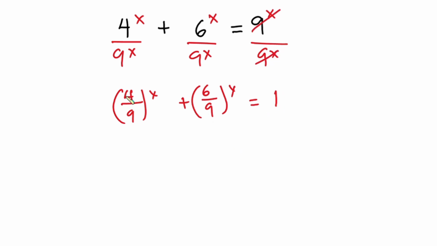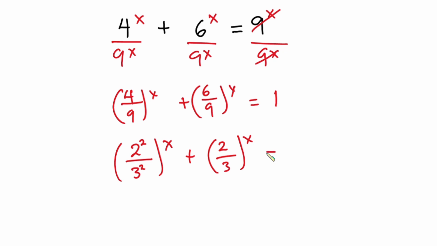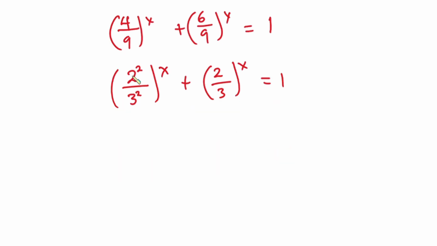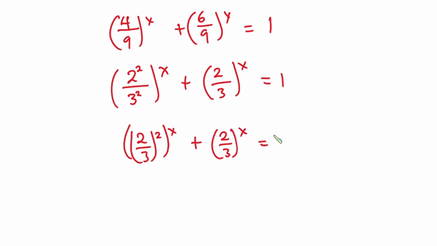Now you see that 4 could be written as 2 to the power 2, and 9 is also the same as 3 to the power 2, then all to the power x plus, then from here 3 goes into 6 2 times and goes into 9 3 times. So we have (2/3)^x, and this is equal to 1. Since 2 and 3 are raised to the same power, we can write this as (2/3)^2, then all to the power x plus (2/3)^x, and this is equal to 1.